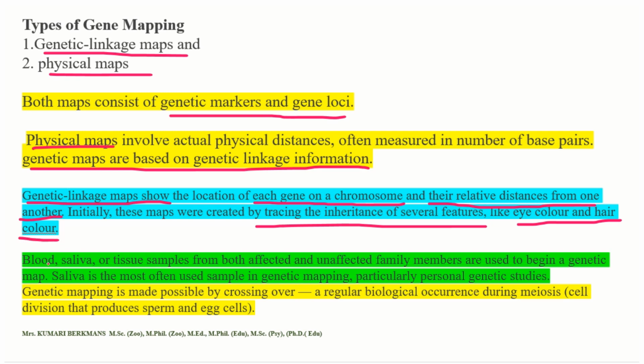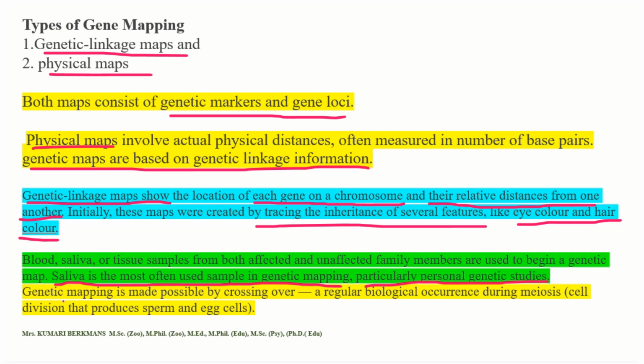Then blood, saliva or tissue samples from both affected and unaffected family members are used to begin the genetic map. Saliva is the most often used sample in genetic mapping. This is very, very important, so make a note of this point. Saliva is the most often used sample in genetic mapping, particularly in personal genetic studies.